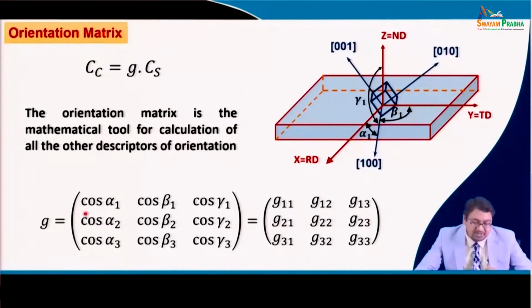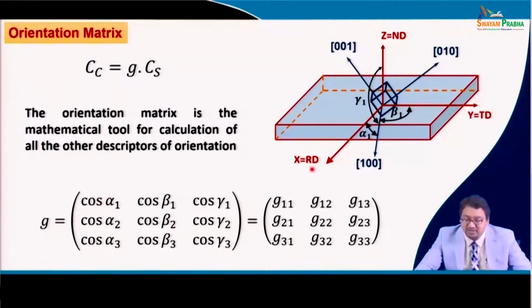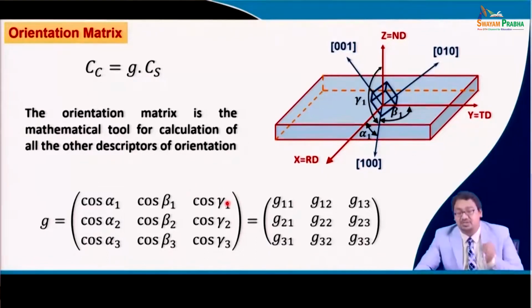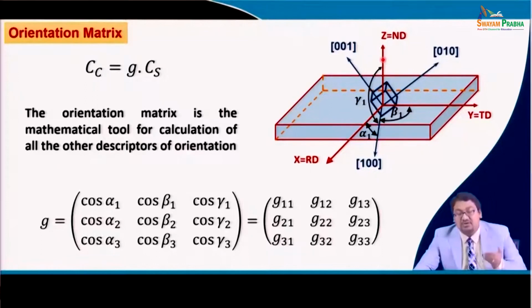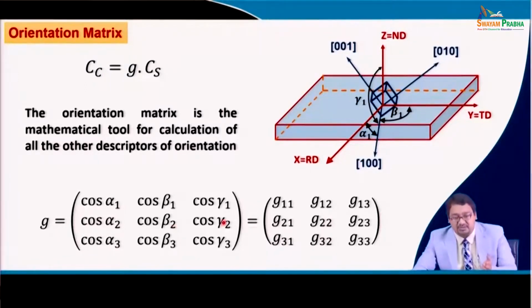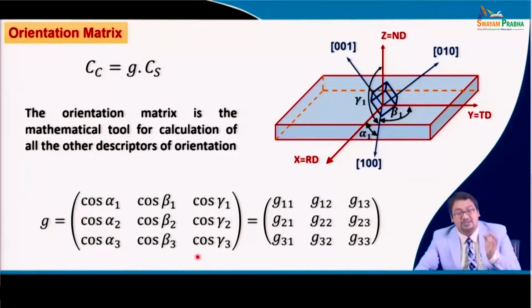So, you see the relationship can be given in G 11, which is cos of alpha 1, the relationship between R d and 100. Cos beta 1 is the relationship between T d and 100. Cos gamma 1, right, that is the angle between the N d and 100, that is G 13, is equal to cos of gamma 1. Like that, the relationship between 010 with R d, T d and N d is cos alpha 2, cos beta 2, cos gamma 2. On the other hand, the relationship between 001 with respect to R d, T d and N d is cos alpha 3, cos beta 3 and cos gamma 3, right.